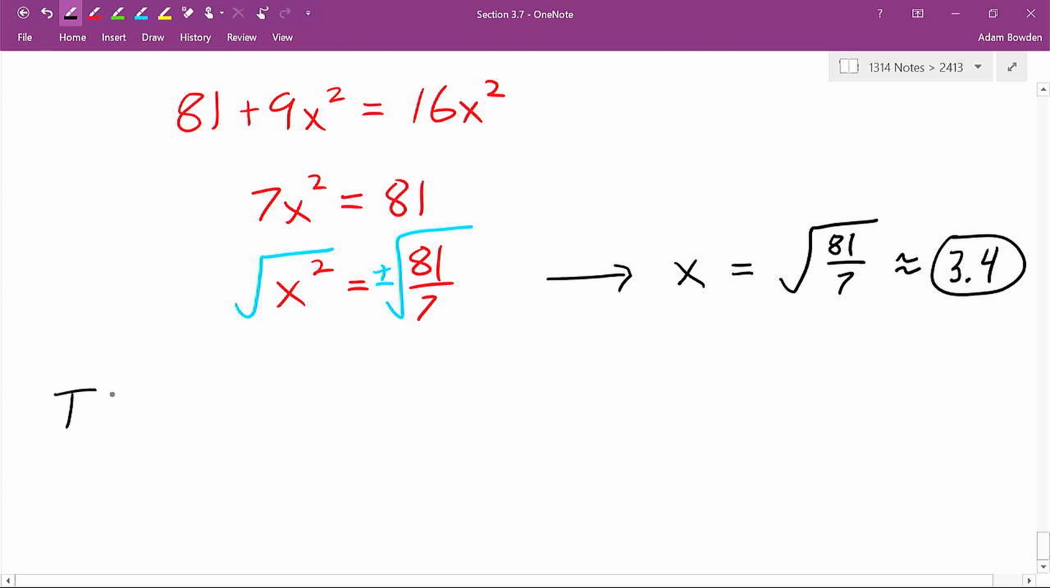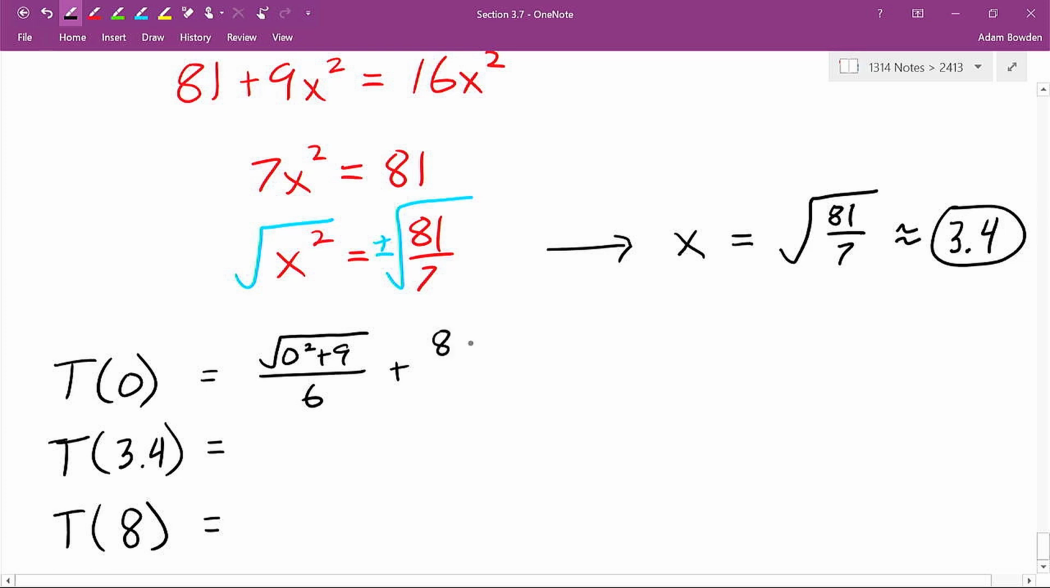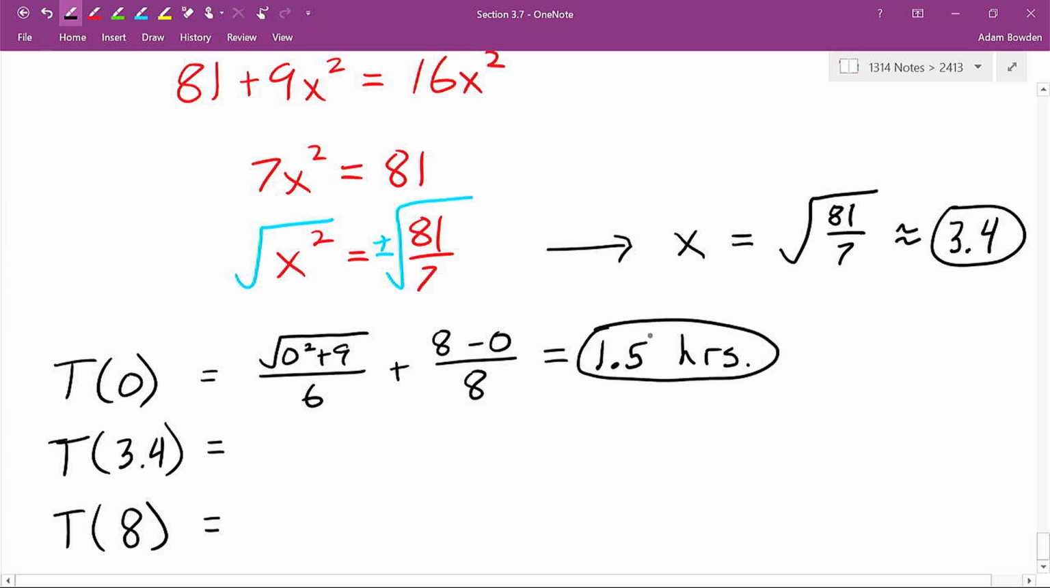So if we check the value of total time at 3 different values, the lower bound for x was 0, the 3.4 critical value we just determined, and 8. And so for 0, if we plug that into the total time function, it would look like the square root of 0 squared plus 9 over 6 plus 8 minus 0 over 8. And that comes out to be 1.5. That'll be the measurement of hours to travel from point A to point B.